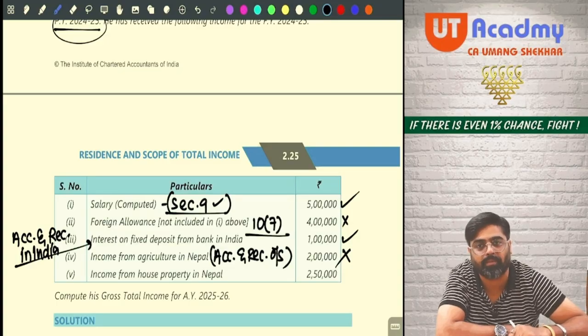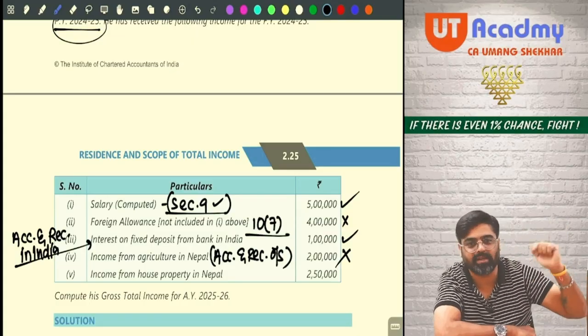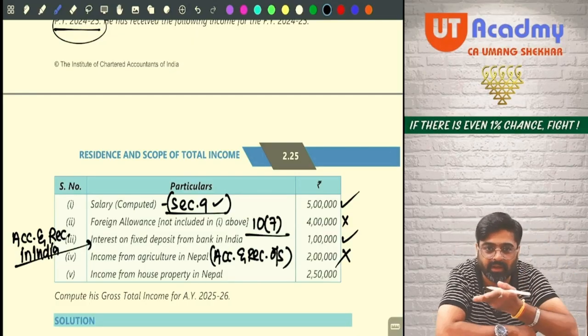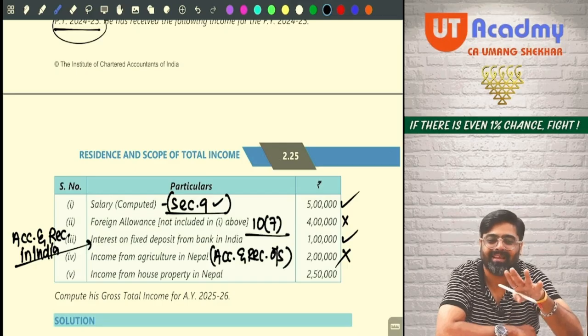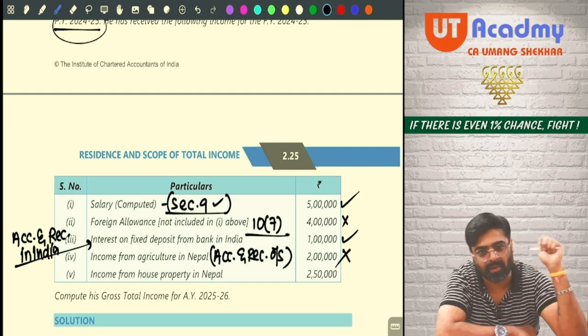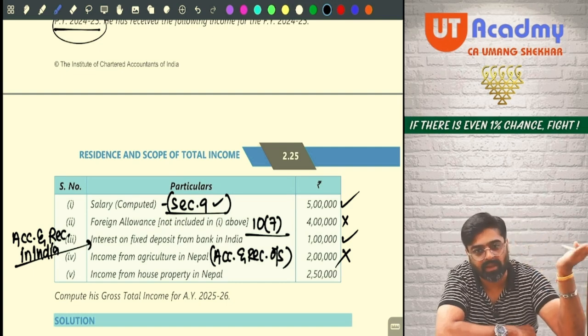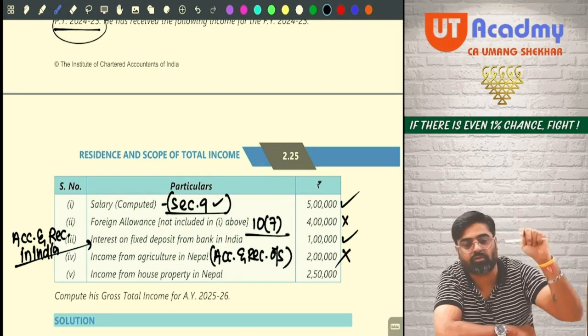Income from house property in Nepal. Again the same thing. Property is in Nepal, outside India. Nepal, by the way, is not in India. Many people consider Nepal as India, but it is not India, different country. So different country, your property is situated. From that property, rent is earned, income is earned, income accrued outside India. Nothing mentioned, so received also outside India.